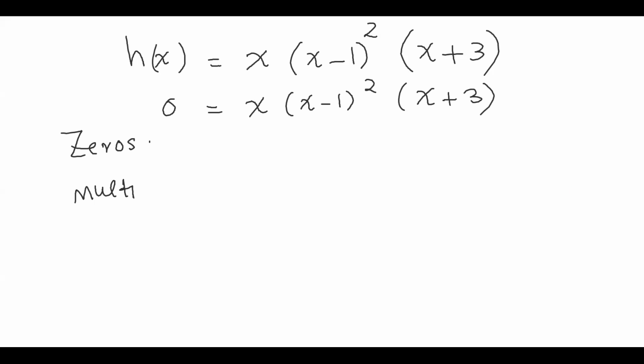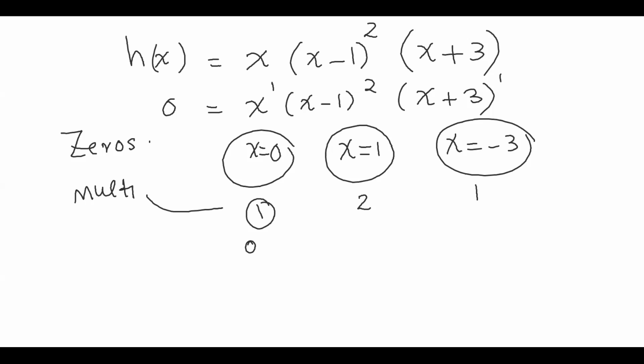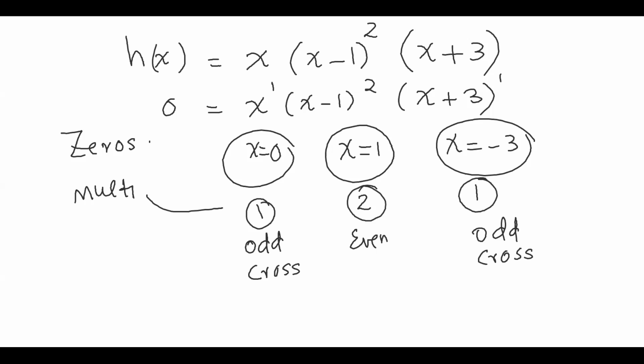Here x equal to 0 is our first zero, and then x equals 1, and then x equals -3. Here the multiplicity is 1, 2, and 1, because the power is 1 here and the power is 1 here. So these two are odd and the middle one is even. So this is going to cross the x-axis, this is going to cross the x-axis. However, this is going to just touch the x-axis.